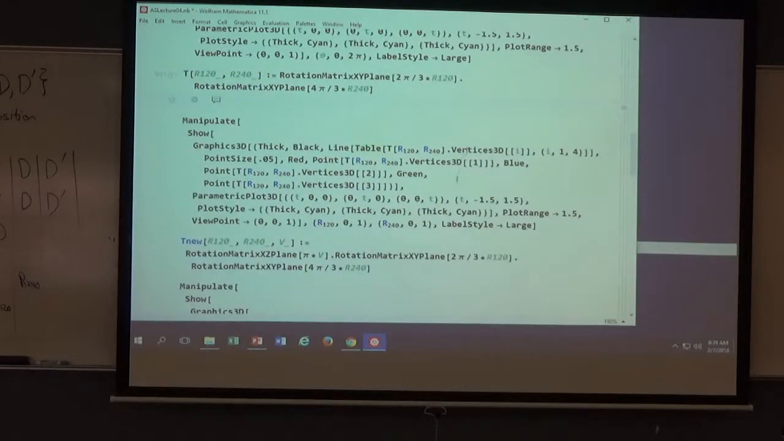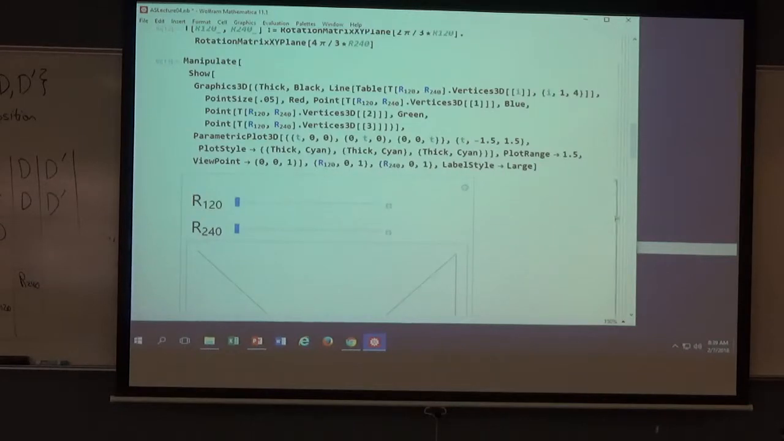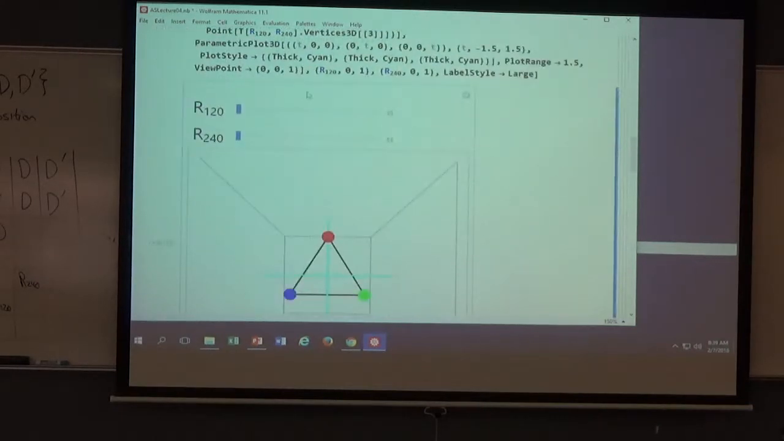Here was my last attempt. Actually, let's see. These just do the individual rotations here, R120 and R240. And I can combine them as well.